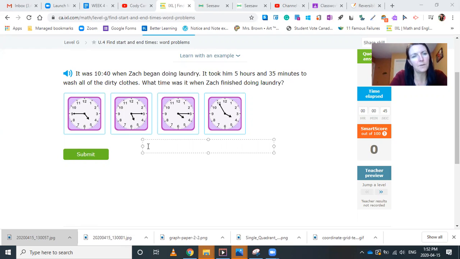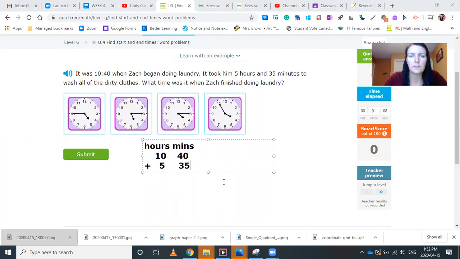It was 10:40 when Zach began doing laundry. So with time, we've got hours and we've got minutes. So we have got 10 and we've got 40. We are now adding because he's spending some time, and it took him 5 hours and 35 minutes. We're going to add those together. Remember, keep them in their columns. In fact, having a column down that way is quite helpful too, I think, with understanding.